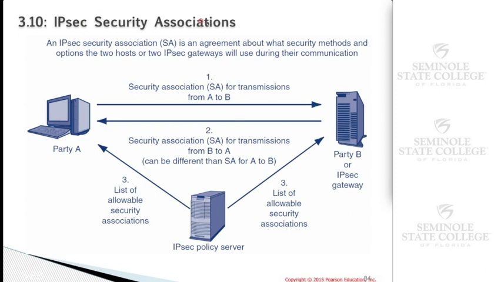And finally, IPsec Security Association. The Security Association is an agreement on what security method and options the two hosts or two IPsec gateways will use during their communication, right? So there's an IPsec policy server that can sit independently, and it can send the list of allowable security associations and let these two parties negotiate with each other exactly how they want to create the tunnel, if you would, or provide IP security.